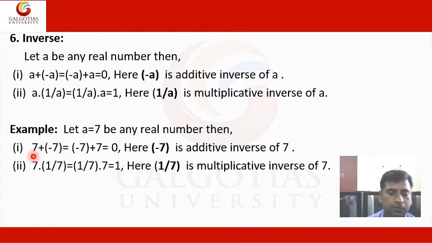So to get 0, we have to add minus 7 to 7. Or we can say that 7 plus minus 7 or minus 7 plus 7 will always give you the result 0. So here minus 7 is the additive inverse of 7. Similarly, when I multiply 7 by 1 upon 7 from left side or right side, my answer will be 1. That is, I will get the multiplicative identity. So 1 upon 7 is the multiplicative inverse of 7.